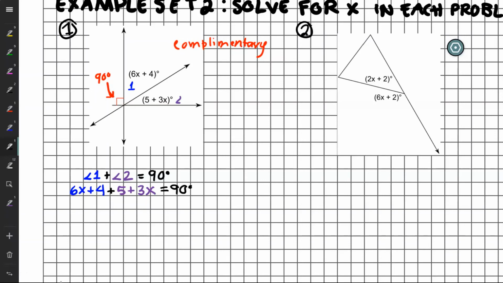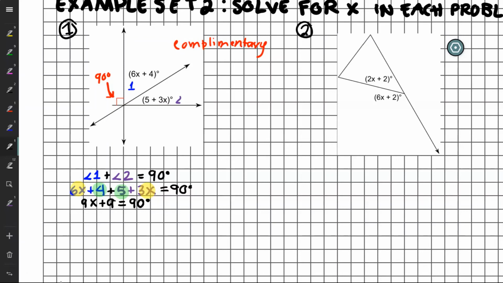So before I start solving for x, I want to combine my like terms first. So I'm going to go through all of my x's, I'm going to add together, and then all of my numbers I'm going to add together. All right, so 6x plus 3x is going to give me 9x, taking everything that's in yellow. And I'm going to add that to 4 plus 5 is 9, everything that's in green, and this all equals 90. And now we just have a two-step equation.